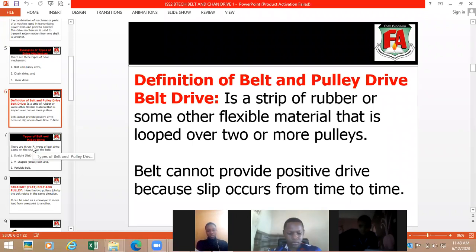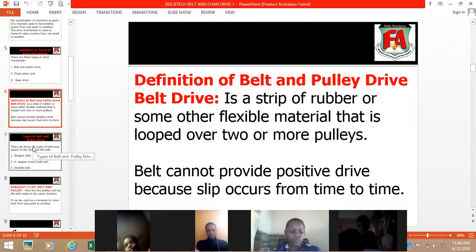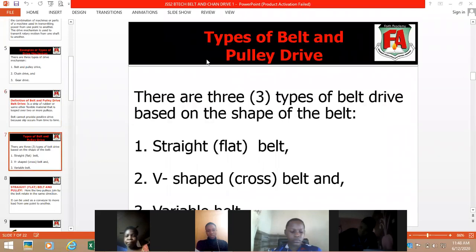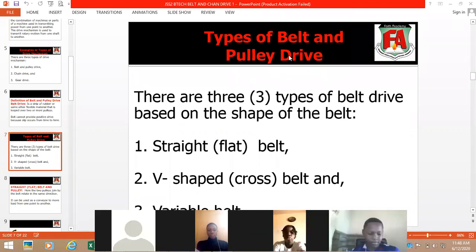Okay, we have types of belt and pulley. There are 3 types of belt drive based on their shape, rather, based on the shape of the belt.